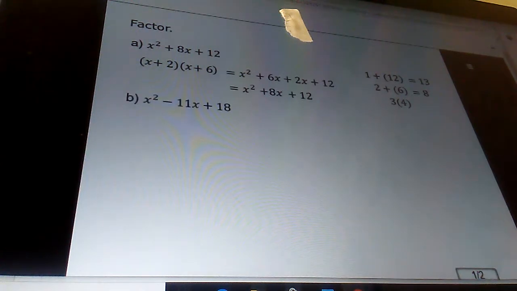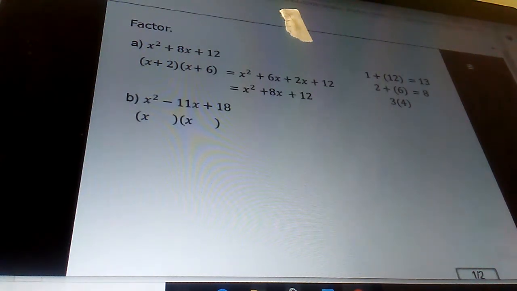Let's try part B. The coefficient of the x squared term is 1, so the first term in each binomial factor is x. Now look at the constant term, 18, and the coefficient of the middle term, negative 11. This problem is different from part A because we need to find two numbers whose product is positive 18 and whose sum is negative 11. Recall that the product of two negative numbers is positive, and the sum of two negative numbers is negative. To have a positive product and a negative sum, both numbers have to be negative.